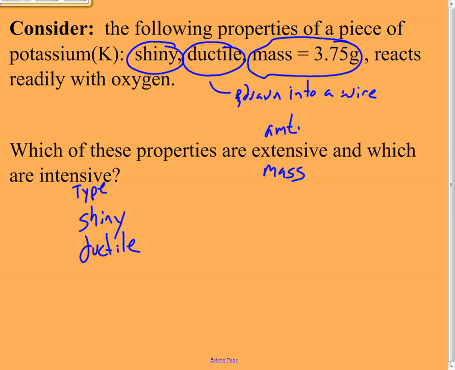And finally, potassium reacts readily with oxygen. The ability to react, does that depend upon amount, or is it just related to the very nature of what potassium is? A little potassium will react, a lot of potassium will react. The answer is it's related to the type, and so that means that the ability to react with oxygen is an intensive property. Good? Okay. I hope you have no questions.